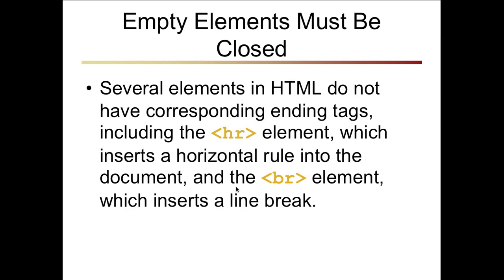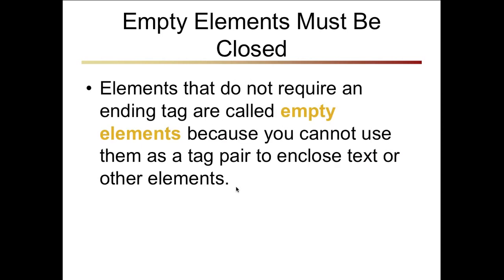Several elements in HTML do not have corresponding ending tags associated with them. The HR for horizontal rule doesn't have an ending tag, which inserts a horizontal rule, and the BR for line break doesn't either. What I mean is that it just does something. It puts a line across or creates a line break after the end of a sentence. So empty tags must be closed if you want to do it correctly, and the elements that do not require an ending tag are called empty tags.